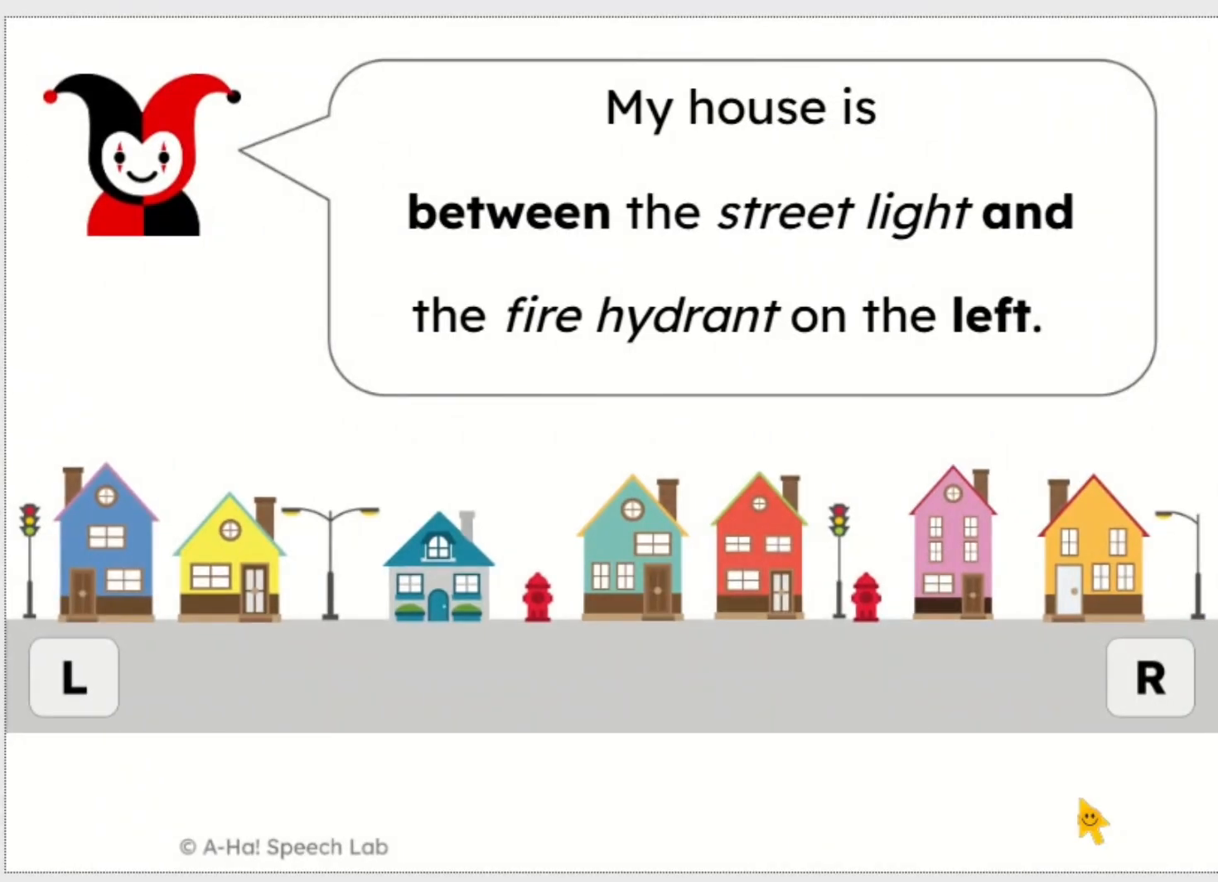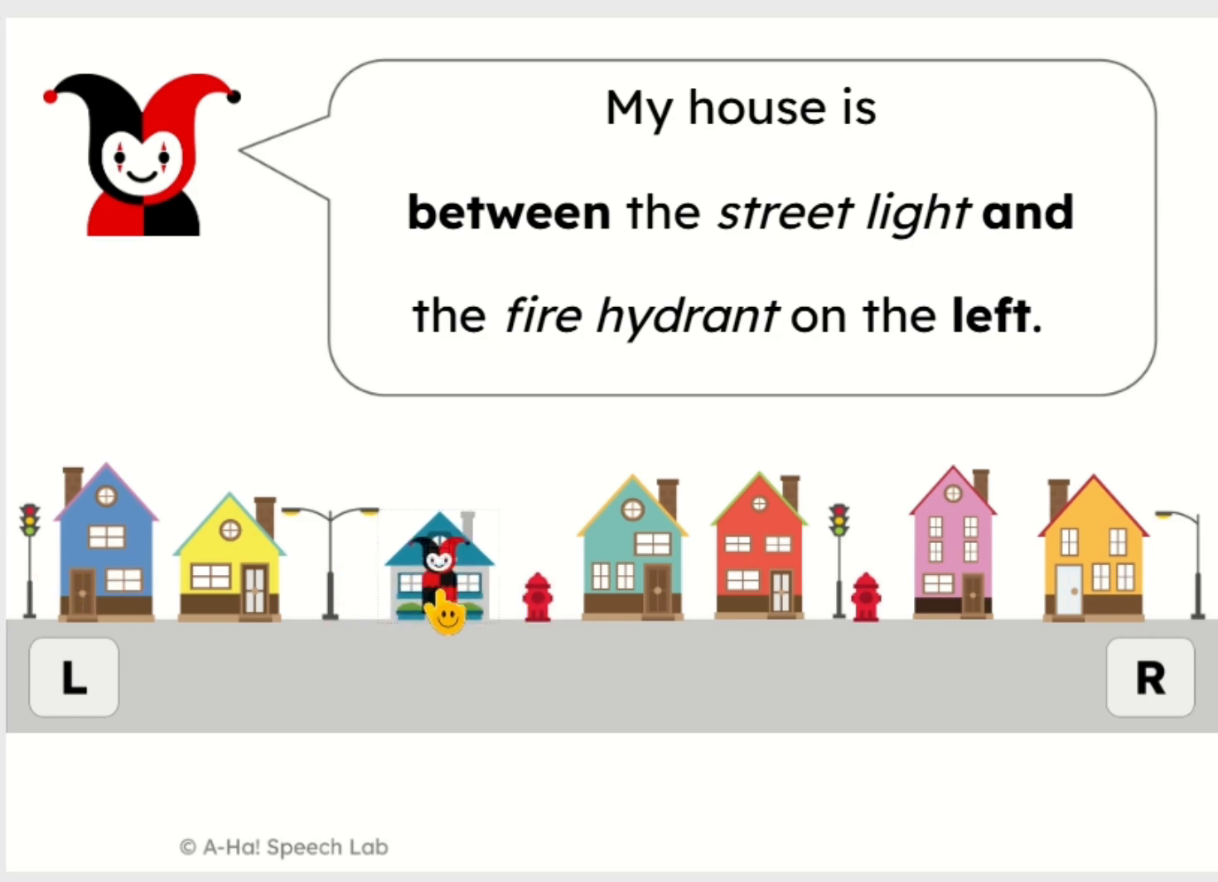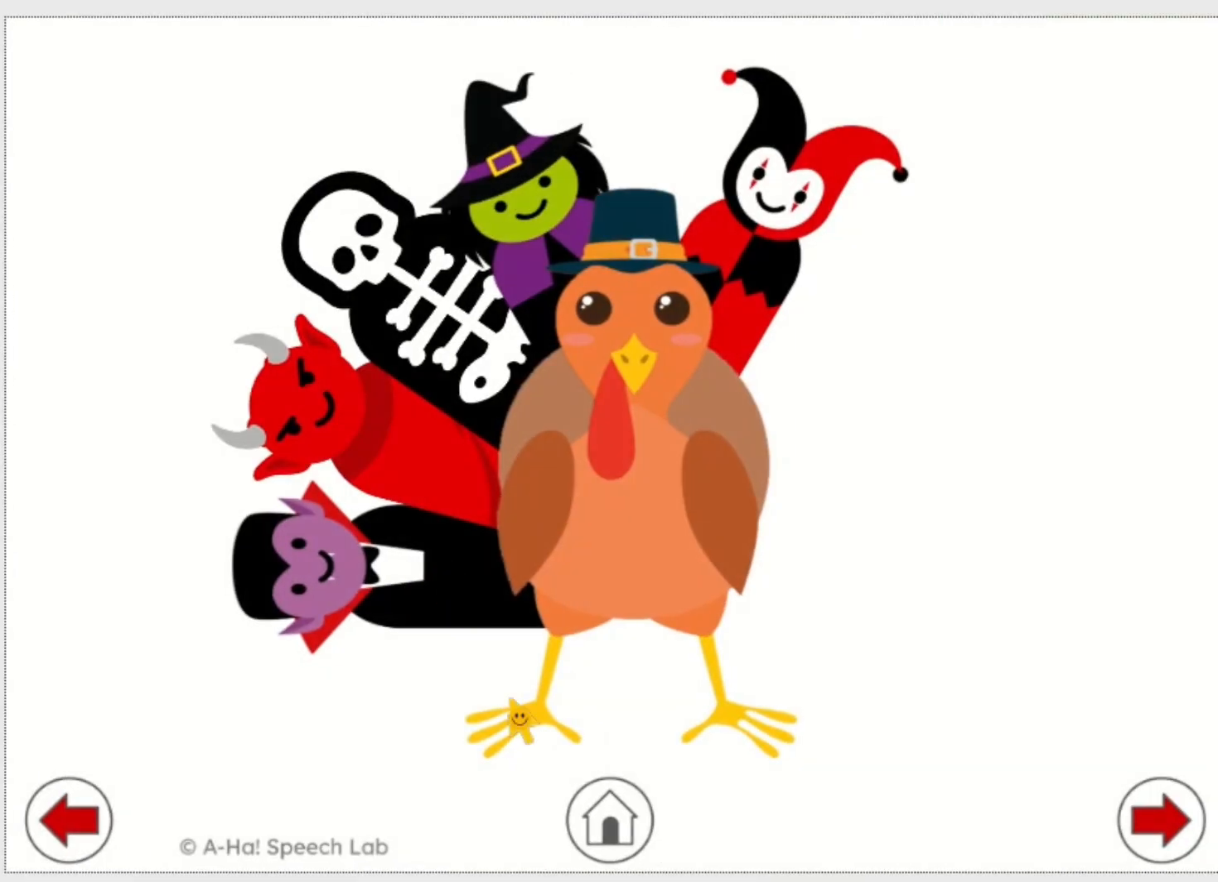And my house is between the street light and the fire hydrant on the left. Between the street light on the left and fire hydrant on the left. So it's got to be here. Okay. So that is it. So if your students are ready for a challenge, this third version would be really good practice. And you can even have them practice telling the positions too.